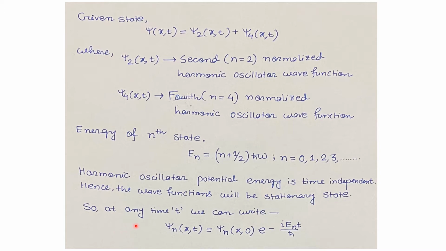This means at any time t, we can write the time evolution of any harmonic oscillator wave function, psi n as a function of x and t, as the multiplication of two independent functions. The first is the wave function at t equals 0, times one exponential term, e to the power minus i En t by h cut. This exponential time dependent term describes the time evolution of the harmonic oscillator wave function. Here En is the energy of the harmonic oscillator at the nth state.